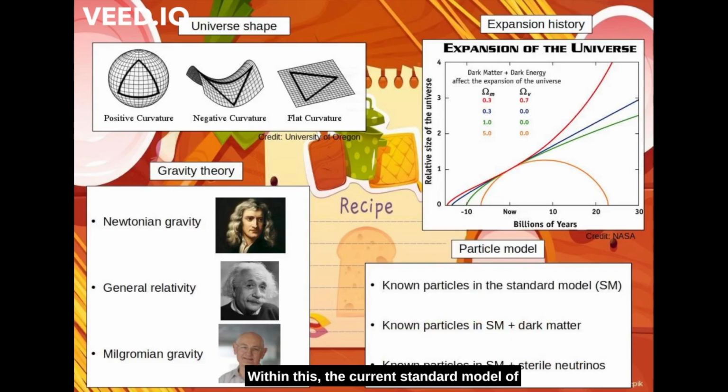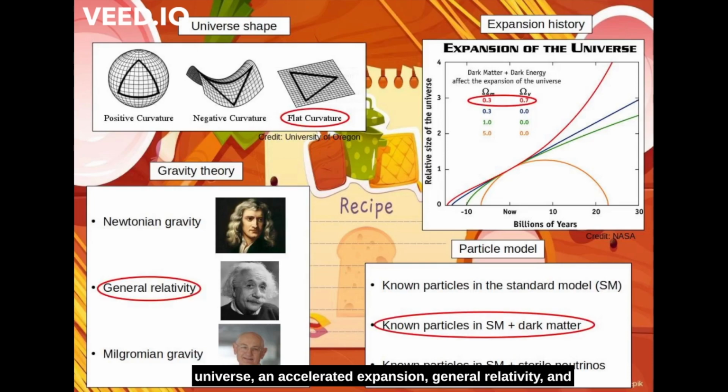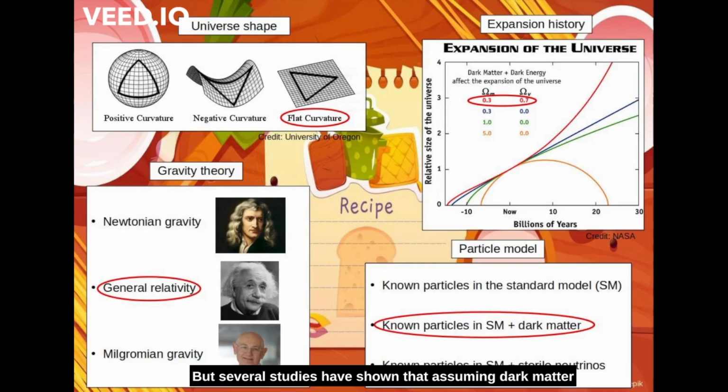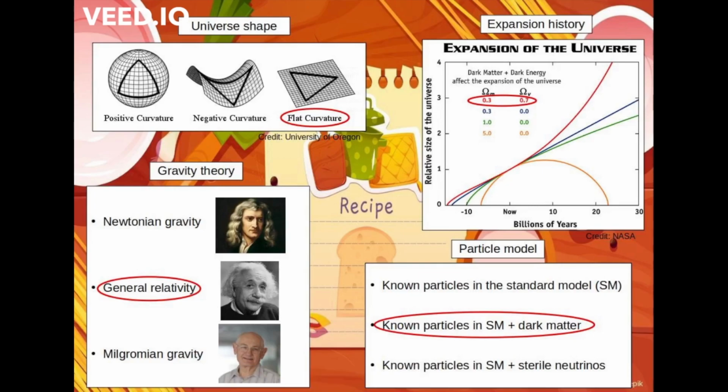Within this, the current standard model of cosmology assumes the following ingredients: a flat universe, an accelerated expansion, general relativity, and a dark matter component. But several studies have shown that assuming dark matter does not work very well when trying to explain some of the properties of galaxies and galaxy clusters.